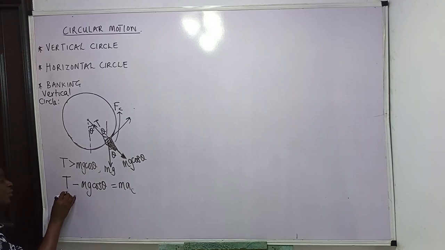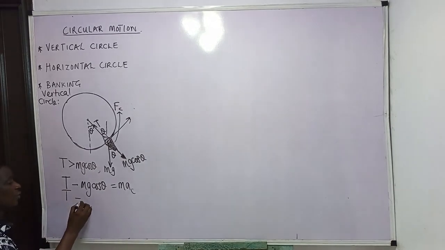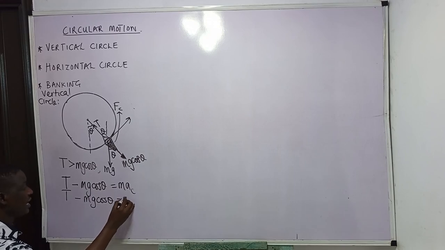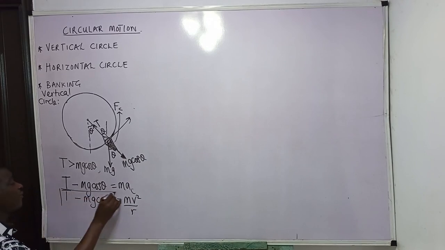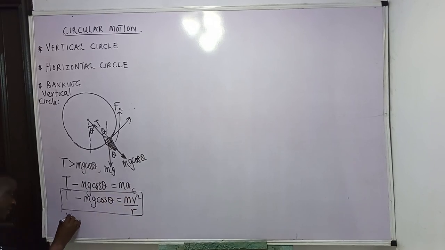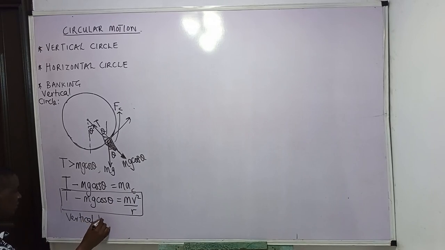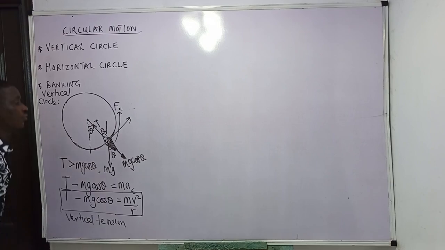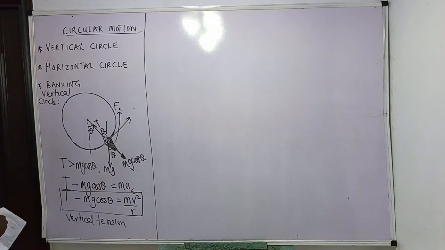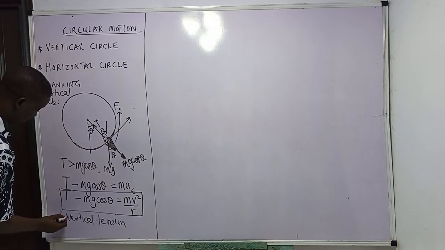So what do we have now? T minus mg cos theta is equal to mv squared over r. Now, listen, this is the formula for vertical tension. But there are conditions upon which the formula can change. The first condition we want to look at for this formula for tension is this vertical tension.